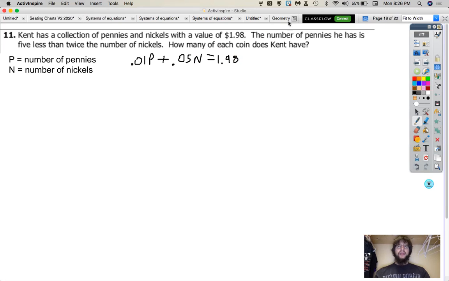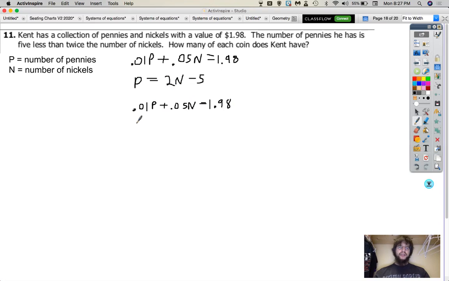Okay. Now the number of pennies he has is 5 less than twice the number of nickels. So pennies equals 5 less than twice the nickels. So 2n minus 5. Now if you're using your calculator, it's got to be in standard form. Not DCF of 1, but ax plus by equals c. So rearrange it. That's going to be part of the setup. 0.01p plus 0.05n equals $1.98.